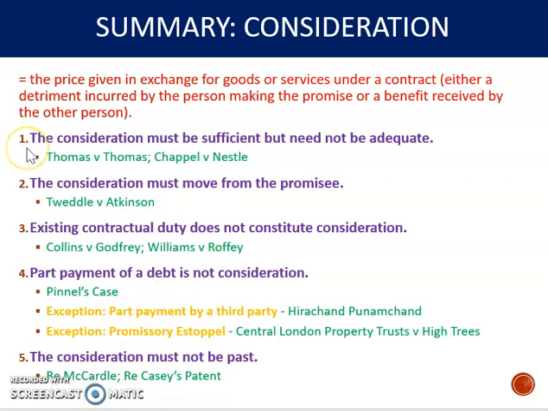So this is just telling us that as long as something of value is being exchanged, that's okay. Second rule is that the consideration must move from the promisee. If a person other than the promisee is to provide the consideration, the promisee cannot enforce the agreement. And that comes from the case of Tweddle and Atkinson. So this rule basically means that you have to be a party to the contract in order to enforce it.